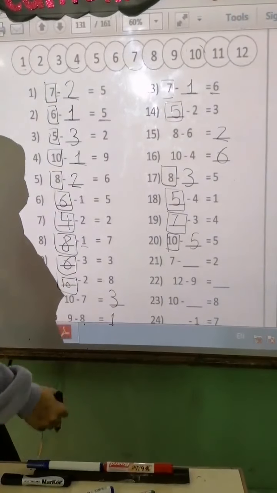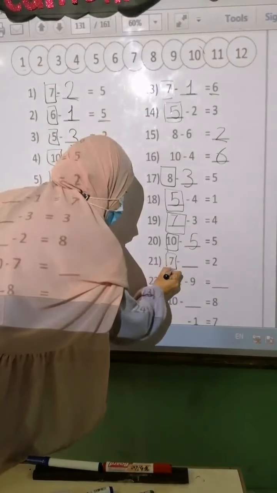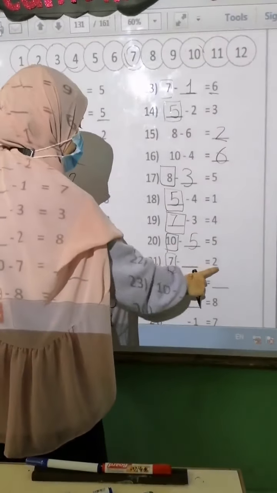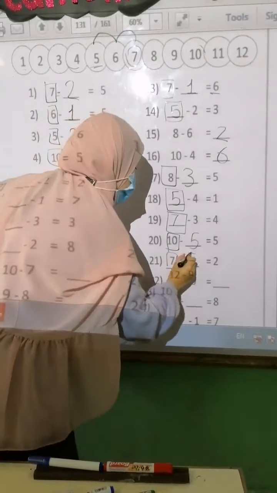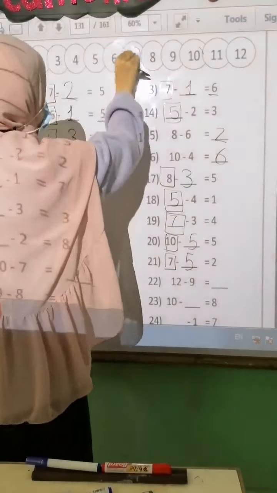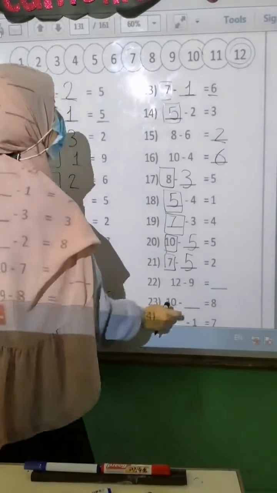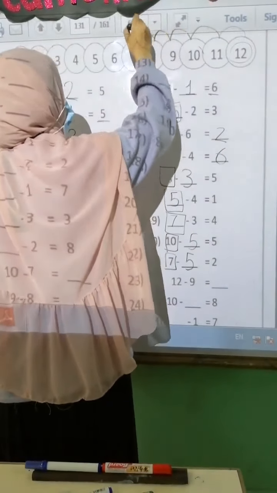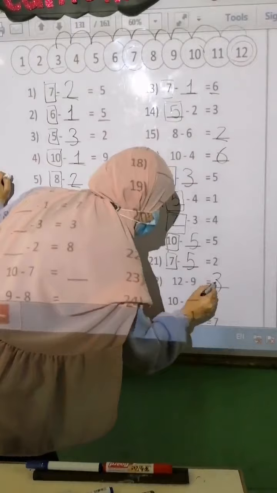Problem number 21. 7 minus missing number equals 2. Where is the greatest number? Always at the beginning. At the first. Circle 7. Then go backward 2 steps. 1, 2. The answer is 5. 7 minus 5 equals 2. Problem number 22. 12 minus 9. Where is 12? Here. Minus what? 9. 9 steps backward. 1, 2, 3, 4, 5, 6, 7, 8, 9. The answer is 3.